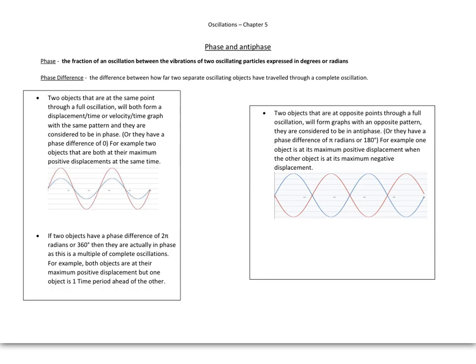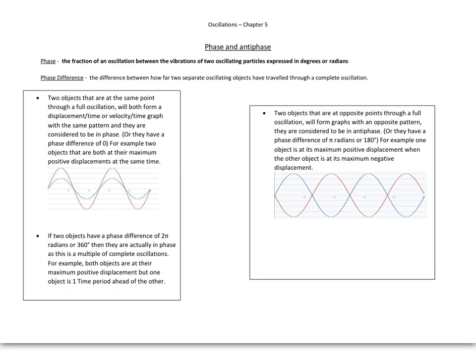Two objects that are at the same point through oscillation will both form a displacement-time or velocity-time graph with the same pattern, and they are considered to be in phase. For example, two objects that are both at the same maximum positive displacement at the same time. If two objects have a phase of 2π radians or 360 degrees, they are still in phase.